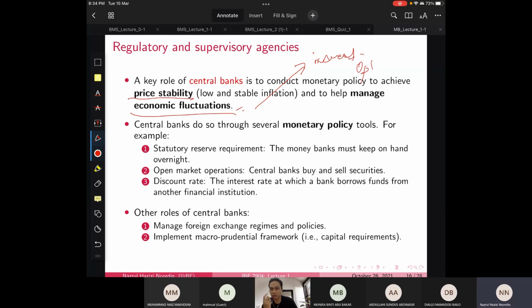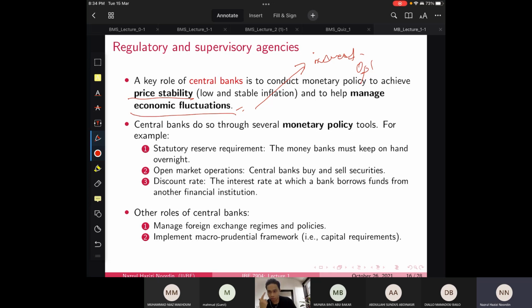You will get to know this more later on. Don't worry. I'm just giving you what we call an introduction, right? Of course, we cannot explain everything here, right? But just for you to know, this is basically the function of central banks, right? To achieve price stability and also to ensure that we have a stable economy, right?